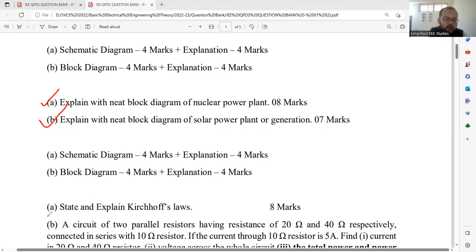Another very, very important question: state and explain Kirchhoff's law. You have to mention KCL and KVL separately. Fine, so that you can manage.